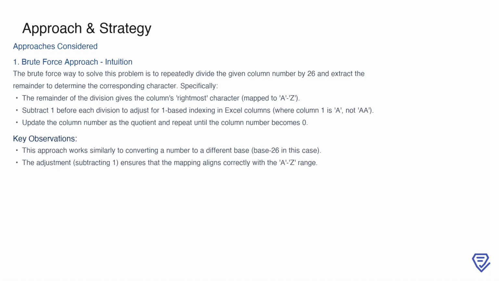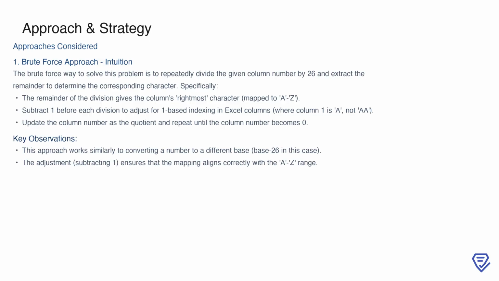To solve the problem of converting a column number to its corresponding Excel column title, we first consider a brute force approach. The intuition here is to treat it like converting a number into a base 26 numeral system. In this system, each digit corresponds to a letter from A to Z. To find the rightmost character of the column title, we repeatedly divide the column number by 26 and use the remainder to determine the appropriate letter. For example, a remainder of 0 maps to Z, a remainder of 1 maps to A, and so on.